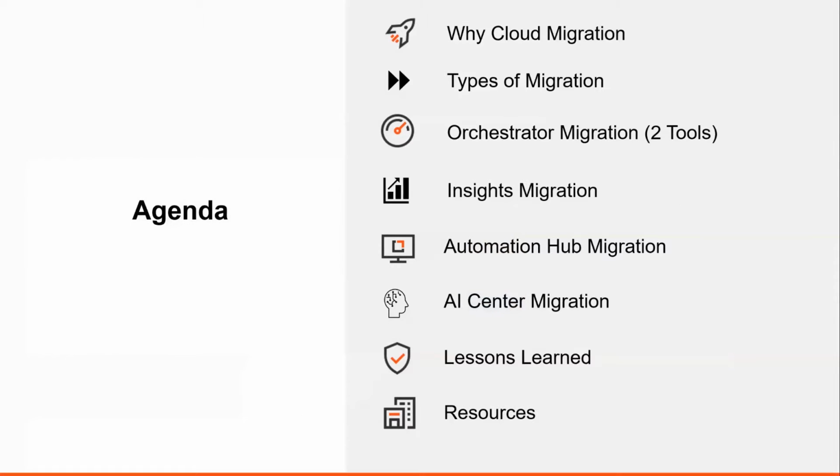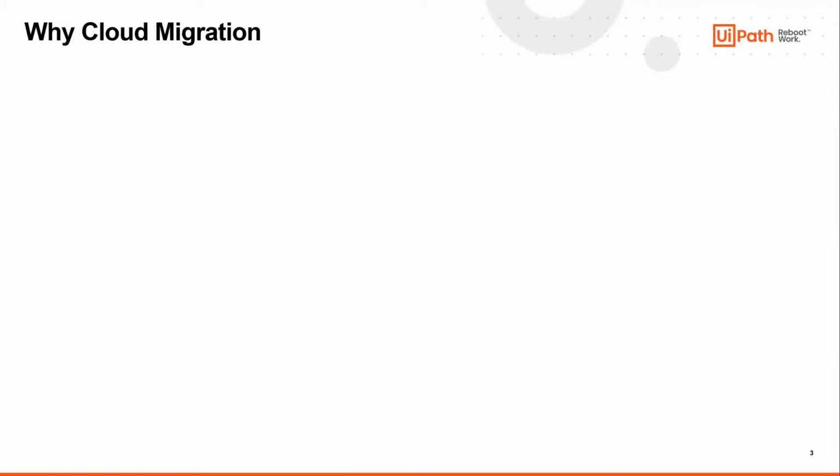So the agenda today is to talk about why cloud migration, what are the different types of migration, what are the tools we typically use, the overall strategy, and also besides the orchestrator, what are some other common UiPath products we would migrate data for, including Insights, Automation Hub, AI Center, and what have been some lessons learned from cloud migration, and a list of resources and people you can go to if you have additional questions on specific aspects of cloud migration. So first off, why cloud migration?